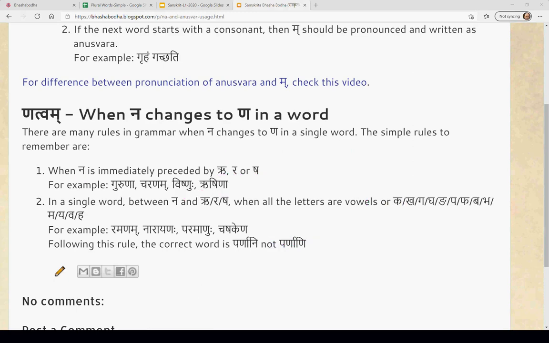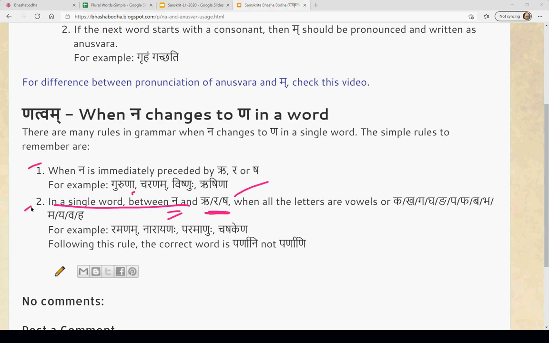That is one rule. Now in a single word, between Na and this, these are Ru, Ra, Sha. These are called Nimittam. Nimittam means trigger. You can call it a trigger. These are the triggering letters needed to change this Na to Na. So these are triggers, but just the presence of a trigger is not enough. Okay? So one of these conditions should be satisfied.